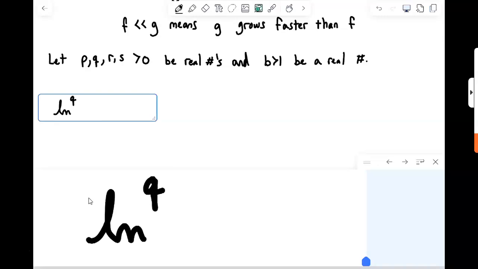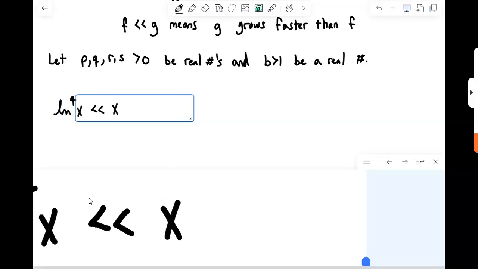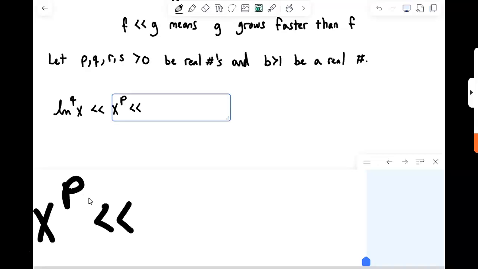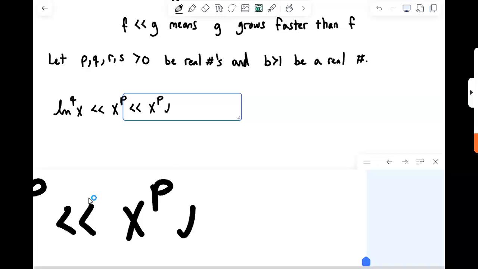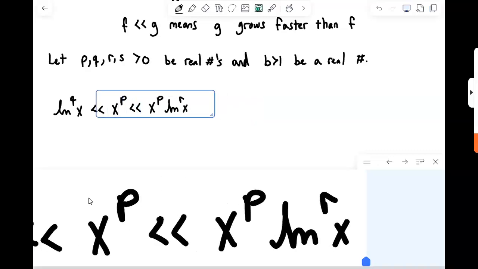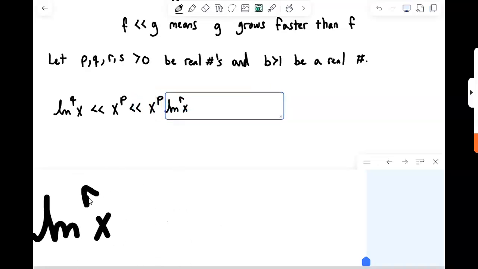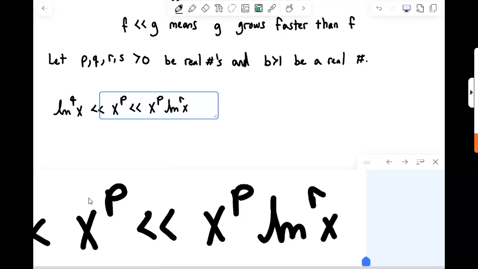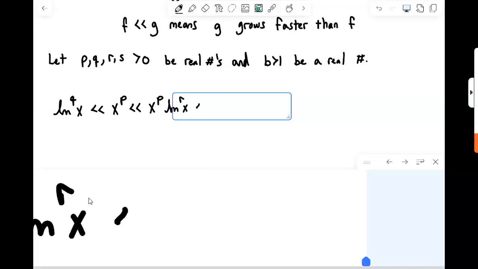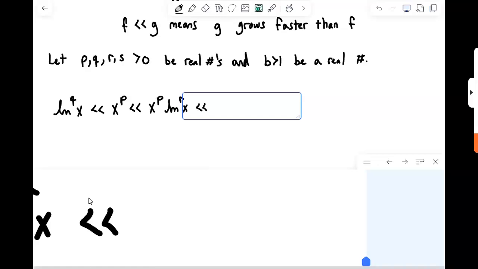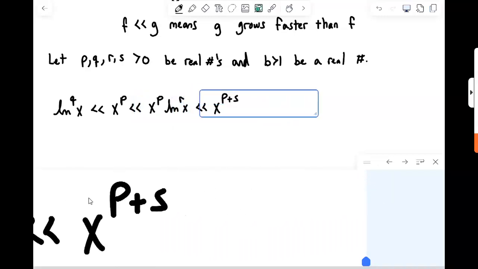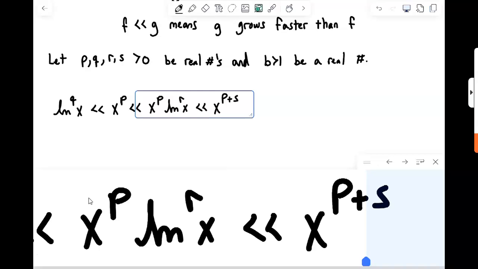Any ln, no matter how big the power is, of x, will grow slower than any positive power of x. But that positive power of x will grow slower than x to the p with ln raised to some power. Okay, so if you have ln raised to a power multiplied onto an x to the p, then that will grow faster. But no matter how small the power that you include with it, as long as it's bigger than p on x, that will still outperform an x with an ln.